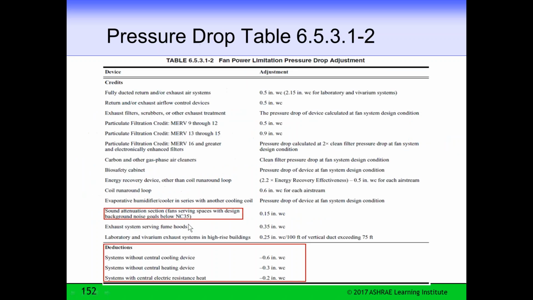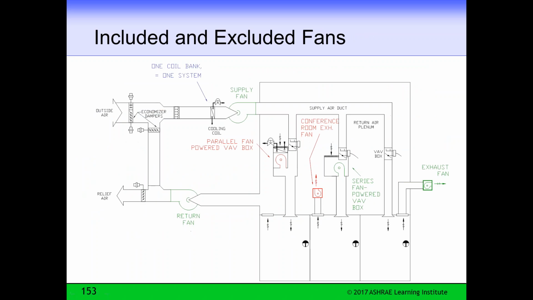Okay, option 2 has one more thing. So you go through, and here's what a fan horsepower is. Let's make sure we understand that. This would be horsepower or brake horsepower. It includes the supply fan. It includes the return fan. They operate at design conditions. It includes any fan that operates in design conditions, such as a series fan-powered box. It includes any exhaust fan from the area being served by that supply fan.